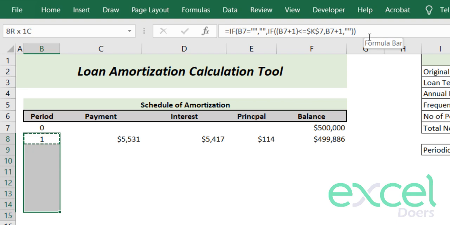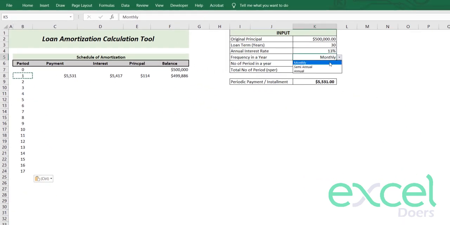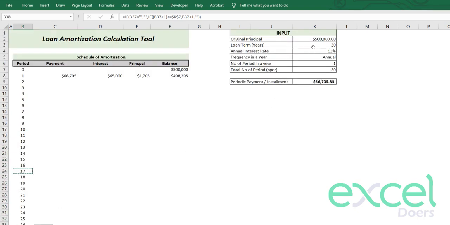So you can see I can keep putting it down and it keeps going, but if I change it to my annual, and you can see there are 30 periods, so if I go further down, it is not going beyond 30, right? So if I change it to 10 periods, it's not going beyond 10, right? So it's very clear and efficient.